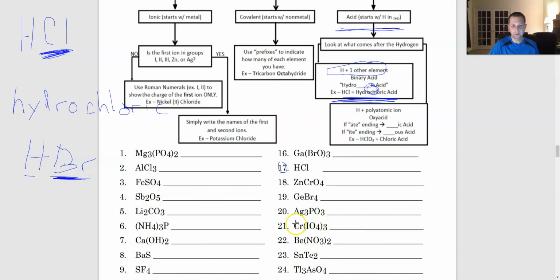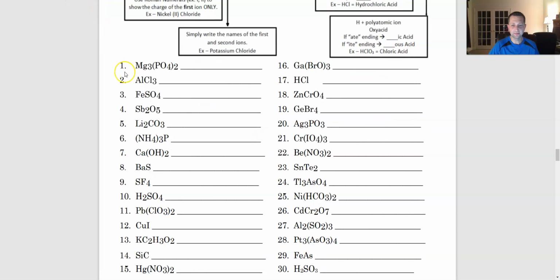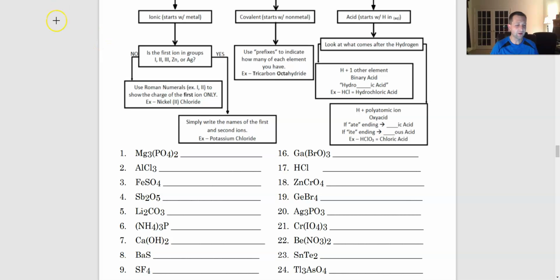If you look at number 30, if you scroll down to number 30 on here, I don't want to because I'll lose the flow chart. Number 30 I believe is, let me double check, H2SO3. Okay, so let's do that one. All right, H2SO3.